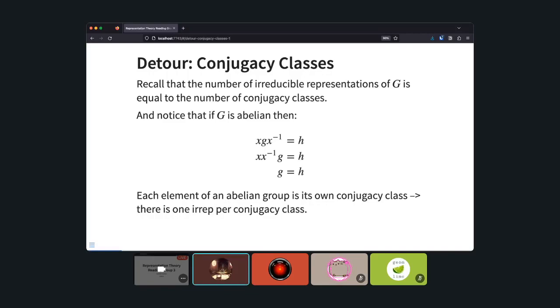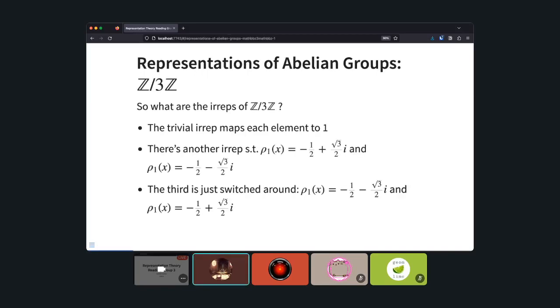One of the reasons the representation theory of abelian groups is so nice is because you can identify each irrep uniquely with one element of the group. What that specifically looks like, like I said before, for the cyclic group of order 3, and for cyclic groups of any finite order, is that you're mapping the elements to the roots of unity.